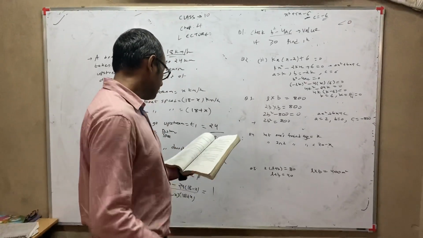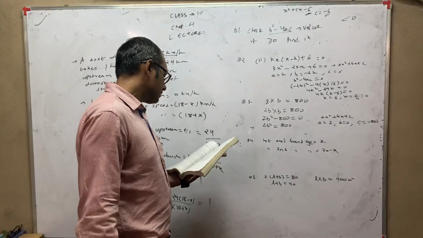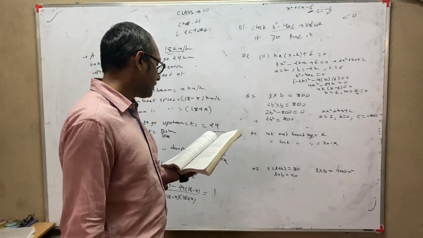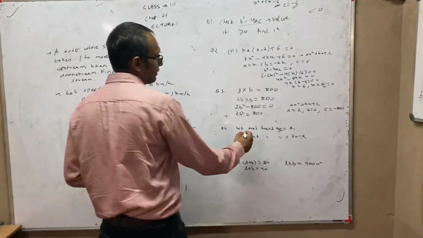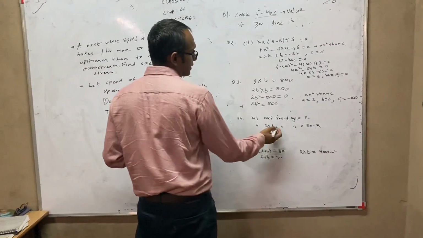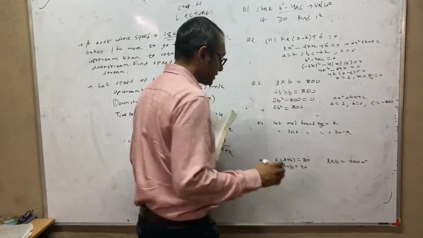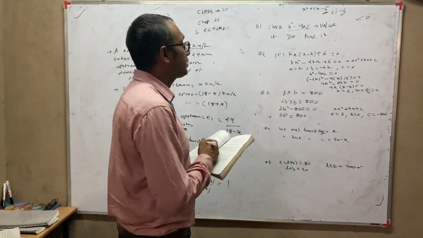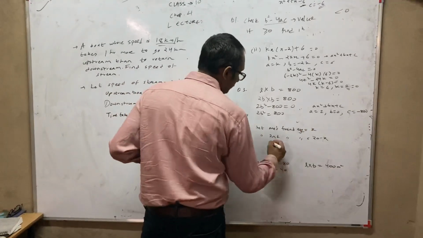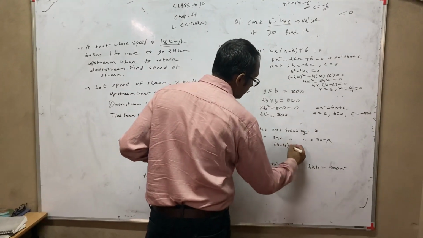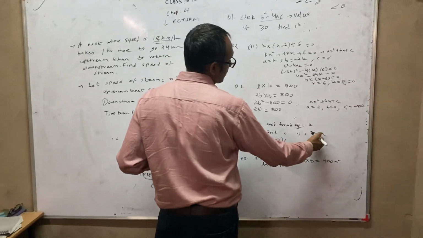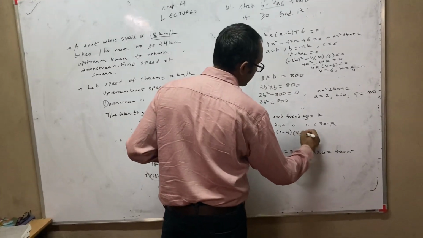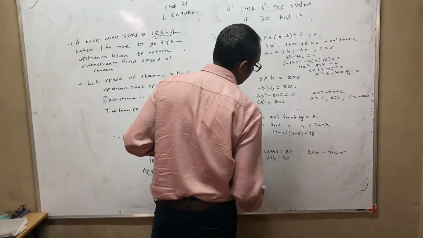Now, question number 4. Is one of the following situations possible? If so, determine the ages. The sum of ages of two friends is 20 years. So let's say one friend's age be x, then the second friend's age will be 20 minus x. 4 years ago, the product of their ages was 48. Now today it is x, so 4 years ago the friend's age will be x minus 4. Similarly, this will be 20 minus x, and minus 4 if we do, so we get 16 minus x. This is equal to 48.